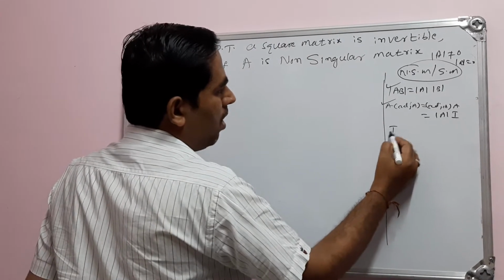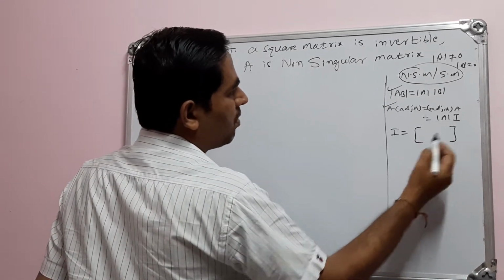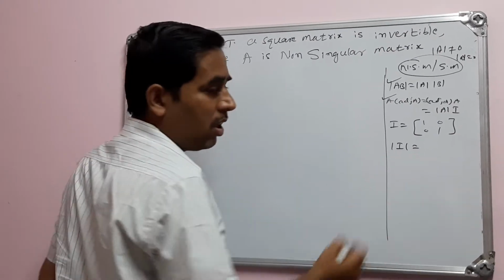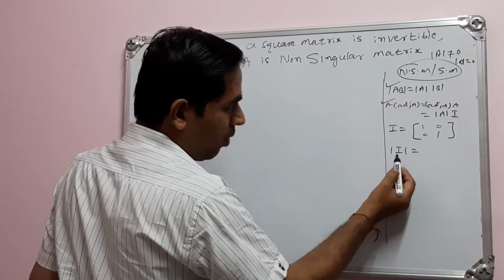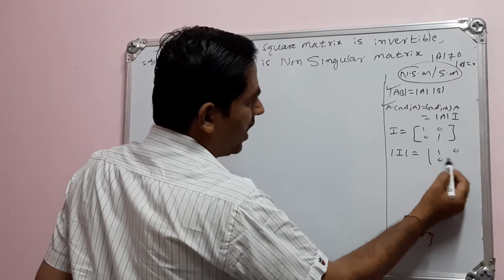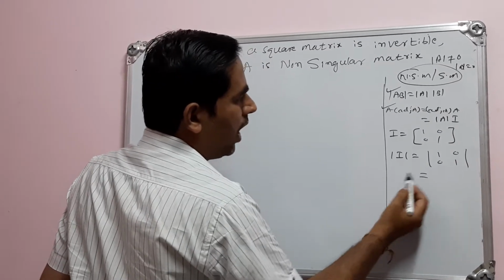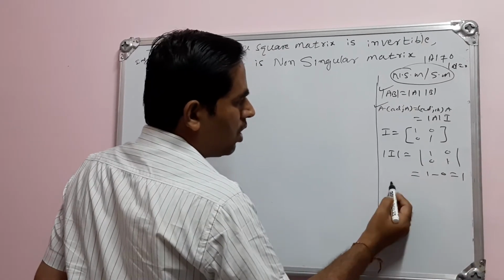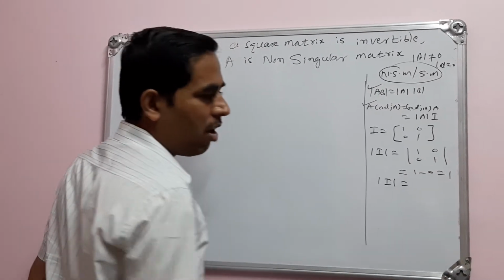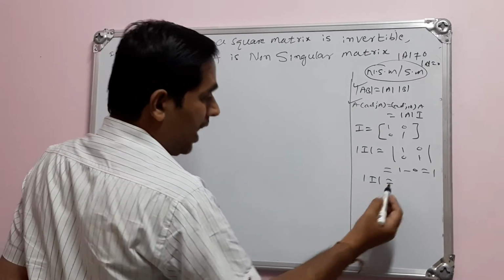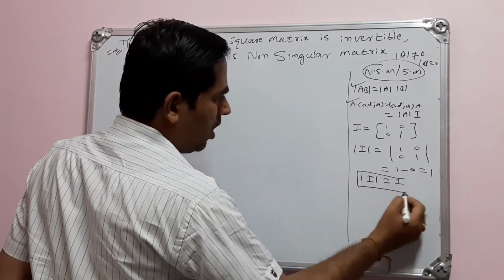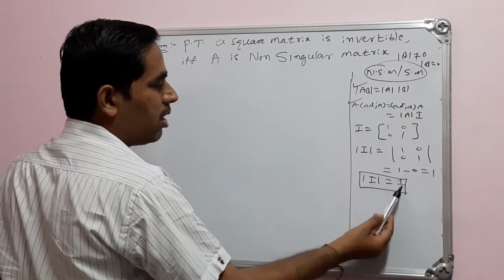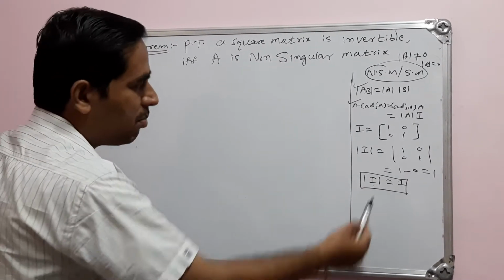If I is the identity matrix, 1 0 0 1, then what is the determinant of it? It is very simple. 1 into 1 minus 0 into 0, which is 1. So the determinant of the identity matrix of order n is 1. We can remember this simple point also.